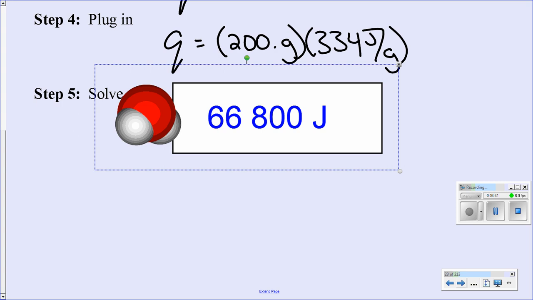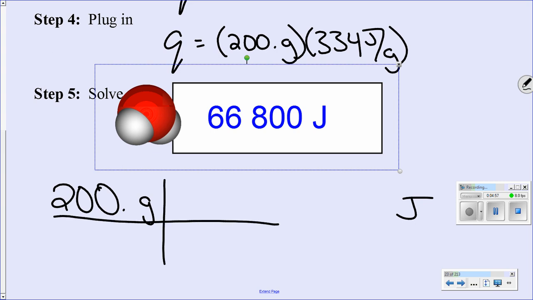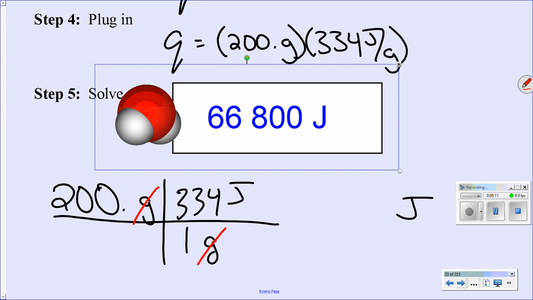If you're really into dimensional analysis, you can also take your starting amount in this problem, your 200 grams, and say to yourself, I want to end up in joules. And in this case, what we can do is simply plug in 334 joules to melt 1 gram. Grams cancel, and essentially you're doing the exact same math. So this formula does the same thing that dimensional analysis would do.